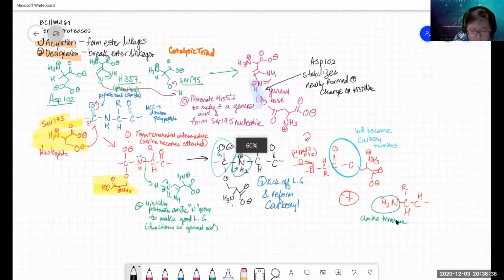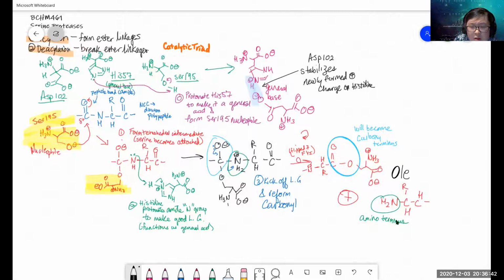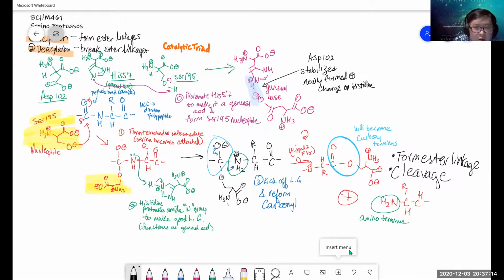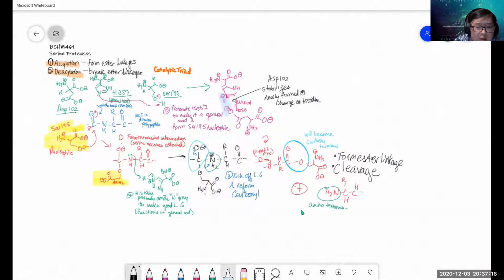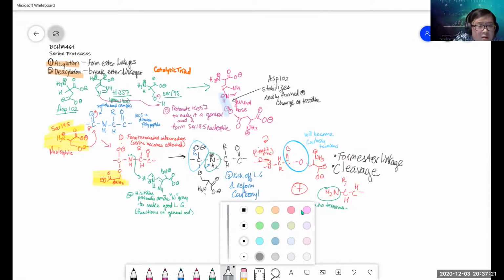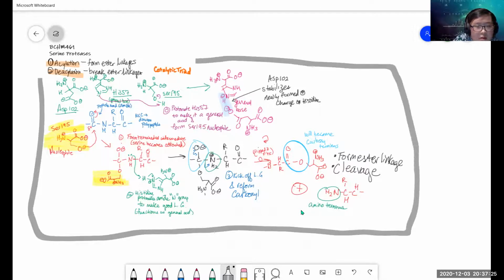So I guess part A is done. So you have a cleavage after the acylation step, and you form the ester linkage. So then now we want to go to deacylation. So there are 2 functions here. Form ester linkage. As you can see on the left, this is the ester where I circle carboxy, and you have cleavage. So this is step 1. Step 1 is complete. Okay, so hopefully that helps.